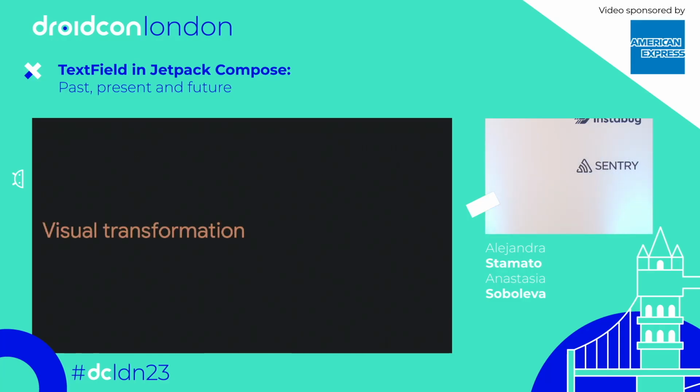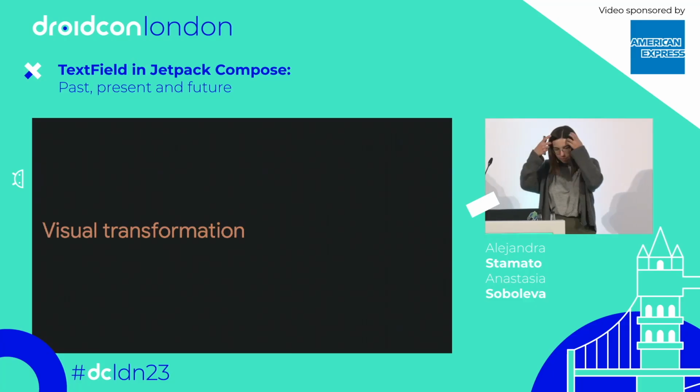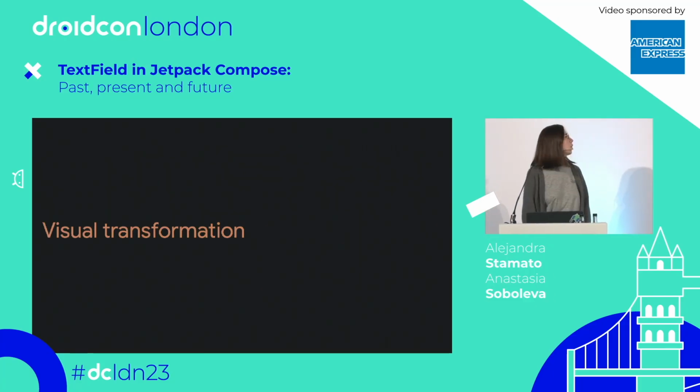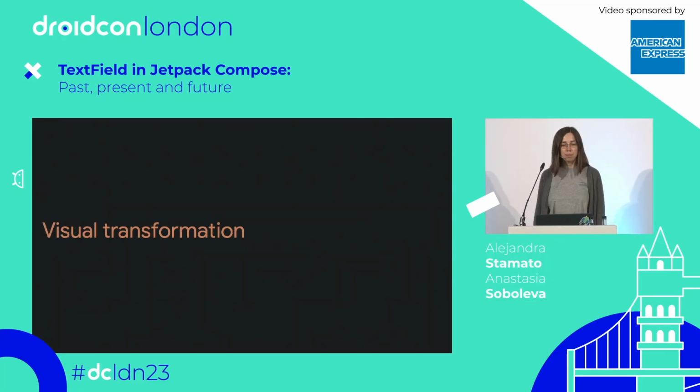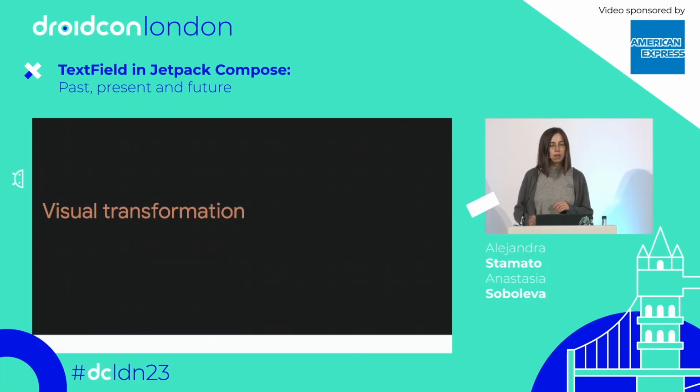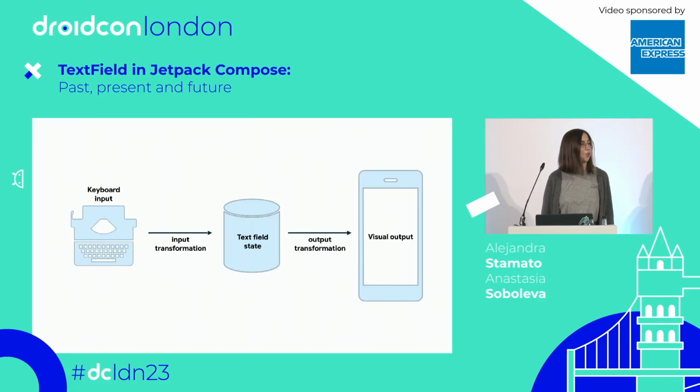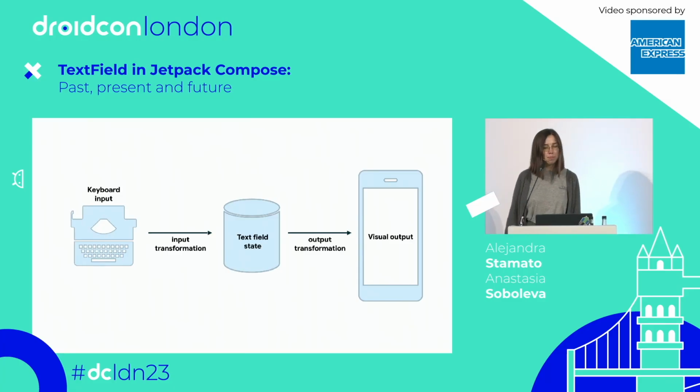Okay, so now that we talked about how to observe the text field state and also how to make changes programmatically, let's come back to the visual transformation problem. Imagine that we need a specialized text field for entering a phone number or a verification code. Here's a picture I like to draw in my mind when thinking about this problem.